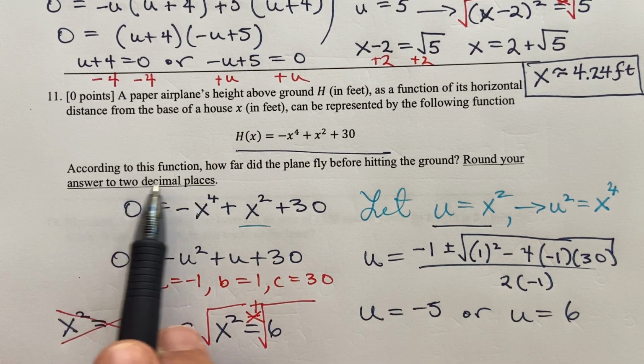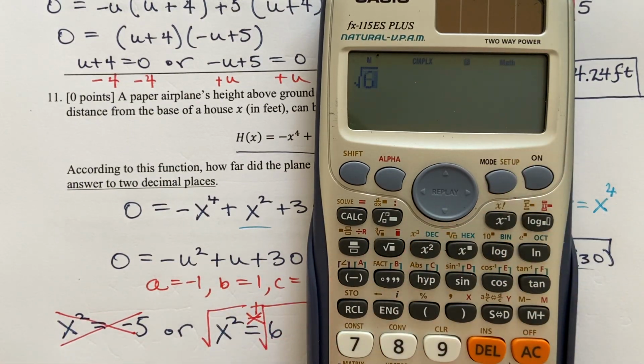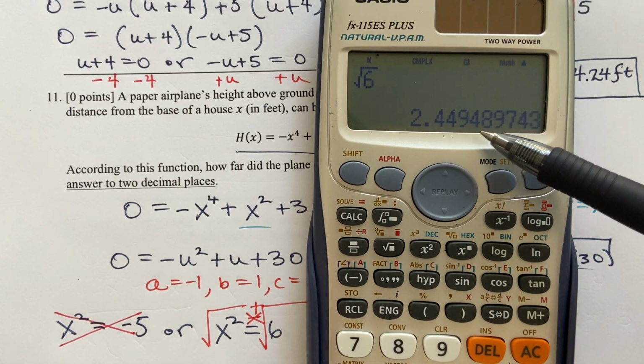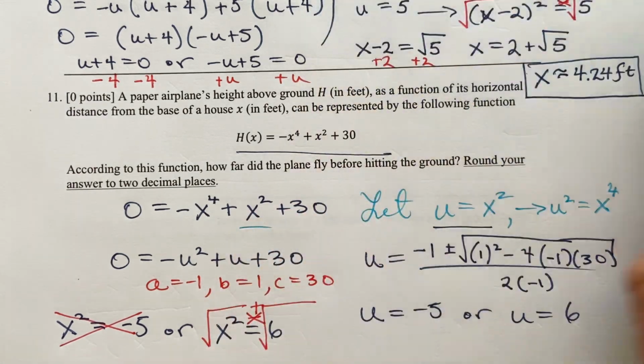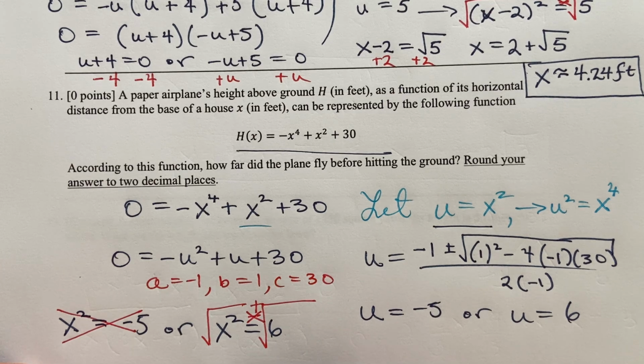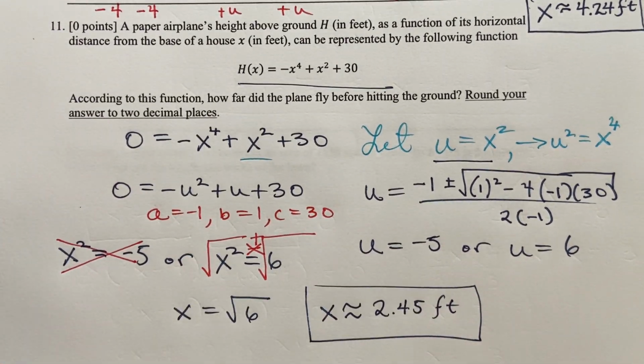I said again, round to 2 decimal places. So square root of 6 and then s to d, 2 decimals, meaning this 9 is going to bump that 4 up to a 5. So we'll have 2.45. That is a number of feet.